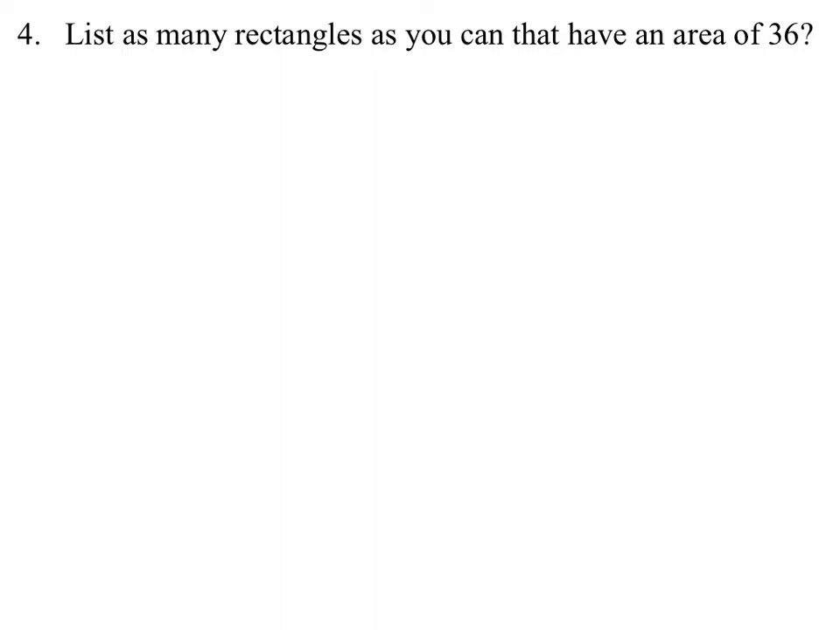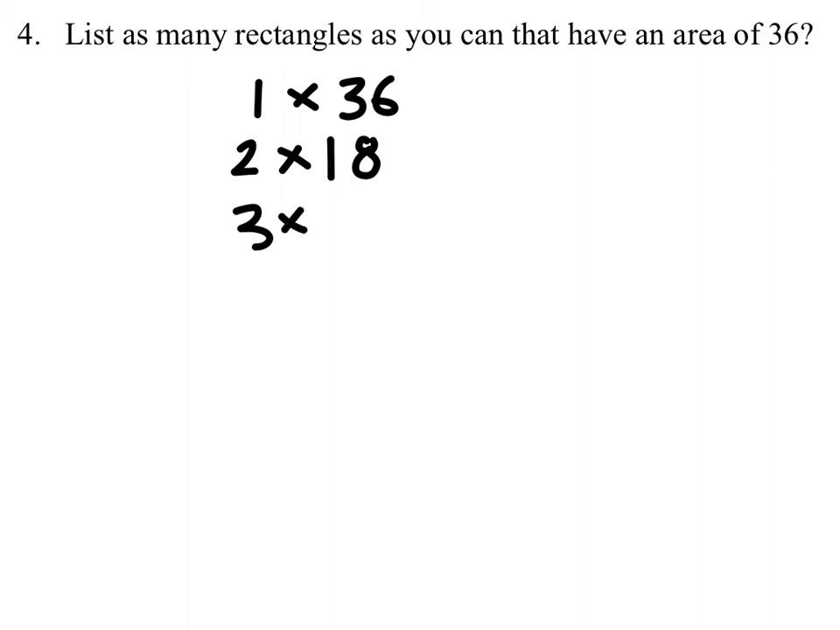List as many rectangles as you can that have an area of 36. We're not looking for any fractions or decimals on this. So, for example, I could have a 1 by 36 rectangle. I could also have a 2 by 18 rectangle. I could also have a 3 by 12 rectangle. Or a 4 by 9. Maybe I wanted a 6 by 6 rectangle, which is also a square. But this is as many as we could list for whole values.